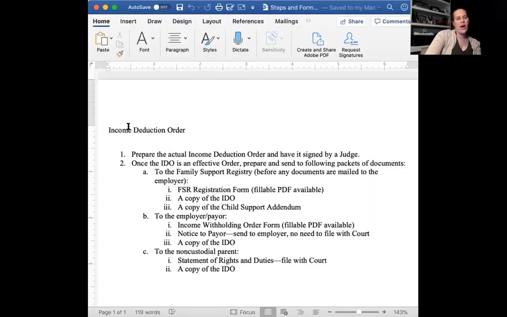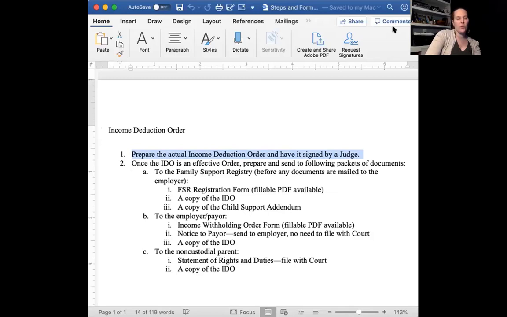In child support, if you want the money to be automatically taken out of somebody's paycheck, the statute allows for that. You have to do an income deduction order. You get it actually signed by the judge. You have to send it to the family support registry. You have to send it to the employer. You have to send it to the non-custodial parent. I have these steps written out for you guys. I have all the forms here. I'm going to send those to Annie too. I assume she has them, but I have them as fillable forms. So I'll send those to you guys too.